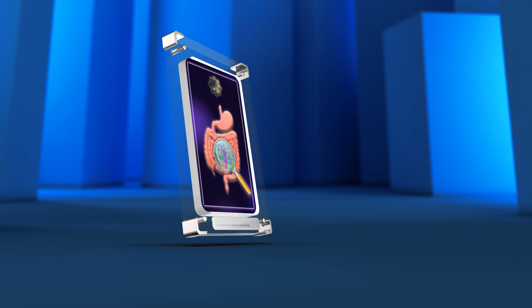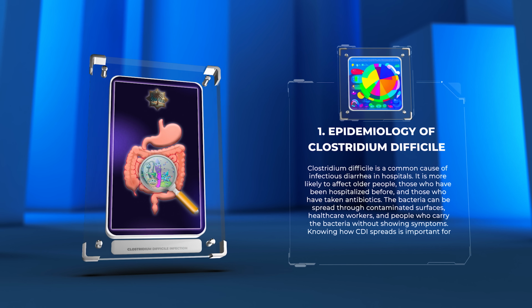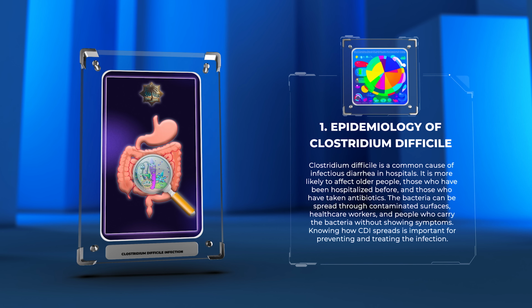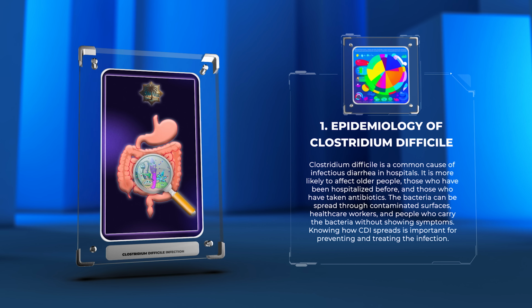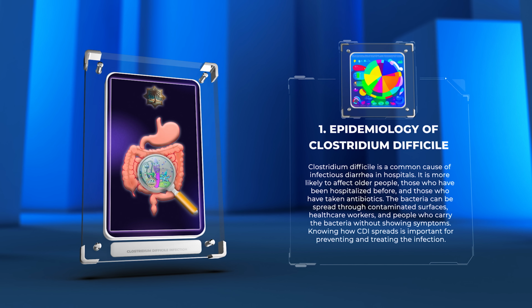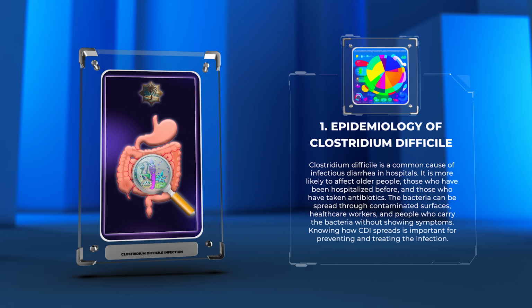Clostridium difficile is a common cause of infectious diarrhea in hospitals. It is more likely to affect older people, those who have been hospitalized before, and those who have taken antibiotics. The bacteria can be spread through contaminated surfaces, healthcare workers, and people who carry the bacteria without showing symptoms. Knowing how CDI spreads is important for preventing and treating the infection.